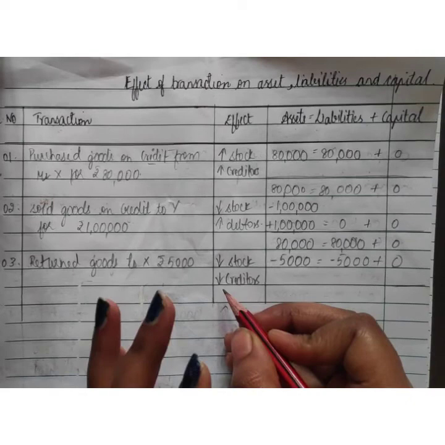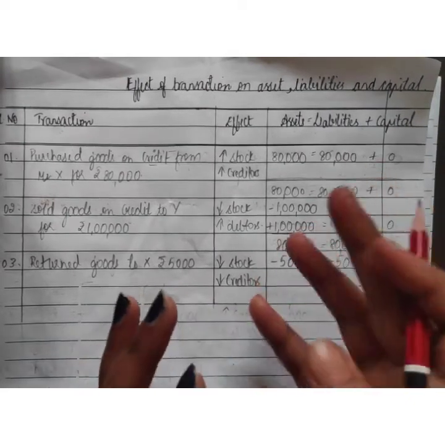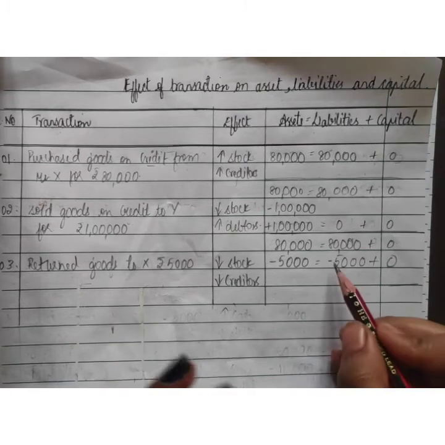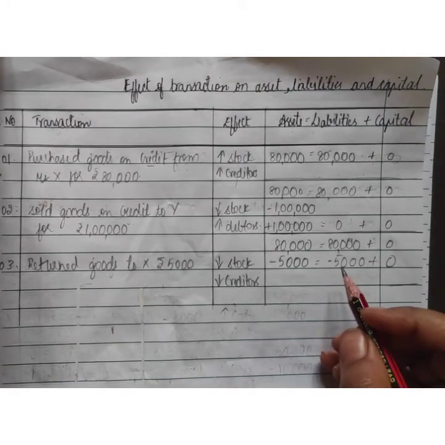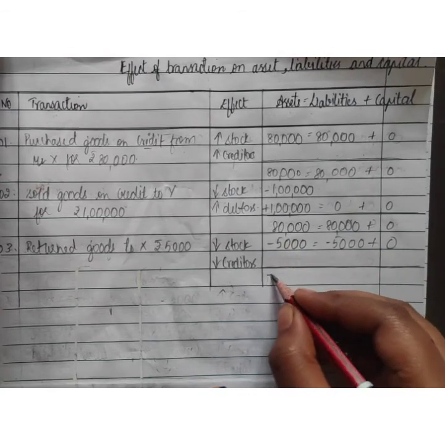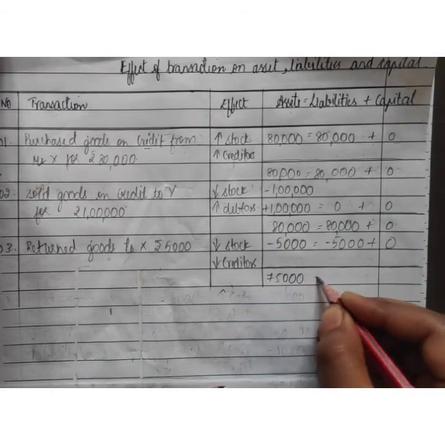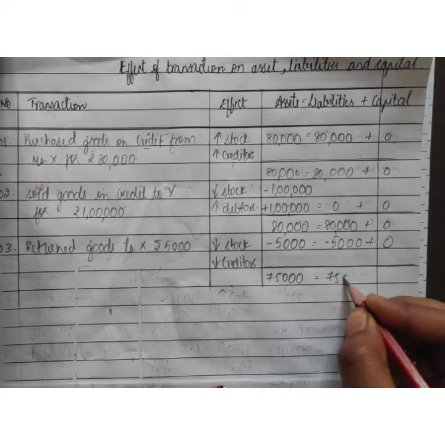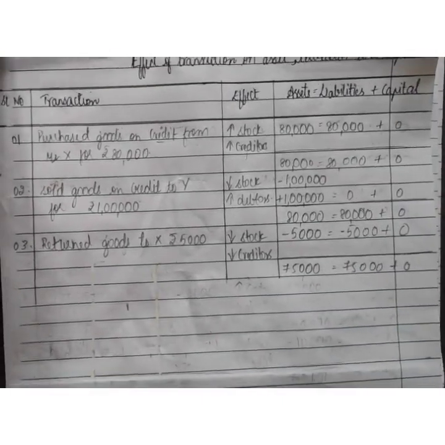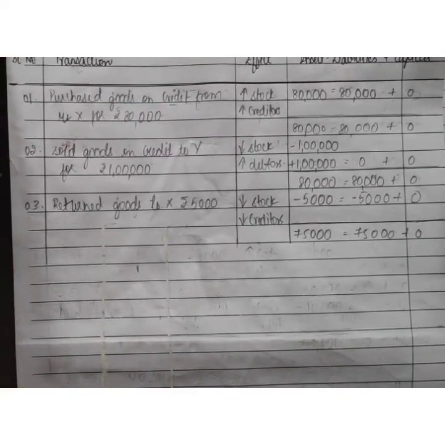I am deducting it. Goods worth rupees 5,000 I have returned, so I will not be paying for them. That is why it is minus 5,000. So now 80,000 minus 5,000 is 75,000. Same here, 75,000 plus 0. Clear? Now let's move on to the fourth transaction.